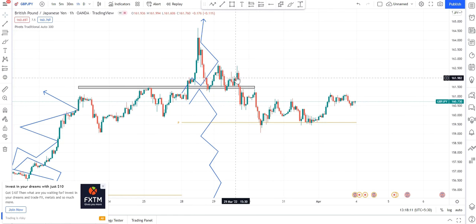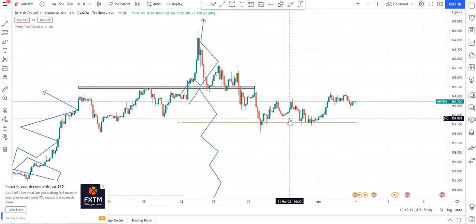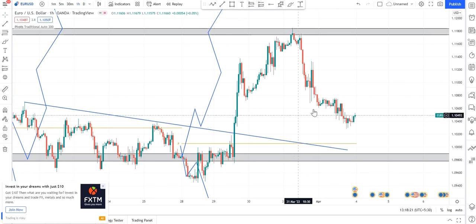After that it continuously consolidated. So after that only it took resistance, but I don't have enough money to take a trade here, so I have not traded it. Okay guys, so this is the analysis of all the major pairs, guys.